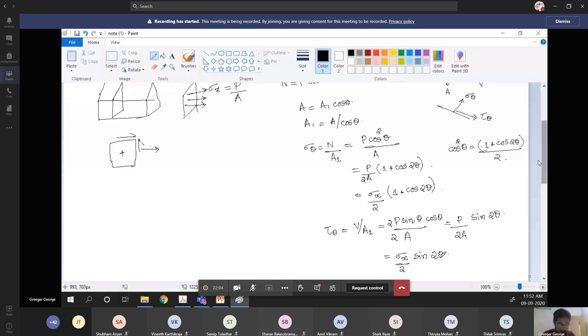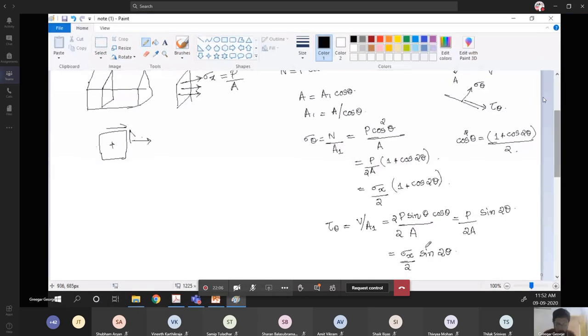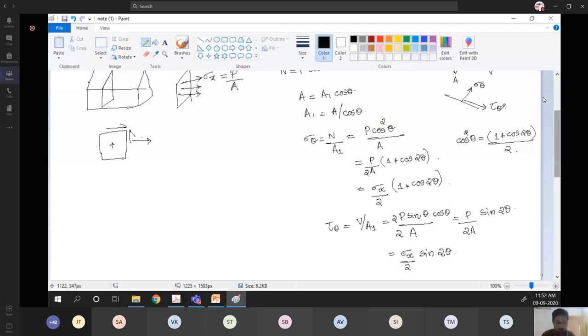So when you report, you should show the sign convention in the figure. If you are giving a figure like this, the same figure for sigma theta, and plotting a diagram like this for tau theta, then you should report the value as negative here. This is positive. Otherwise, if you want to report a positive value, then you should change this to the opposite direction.